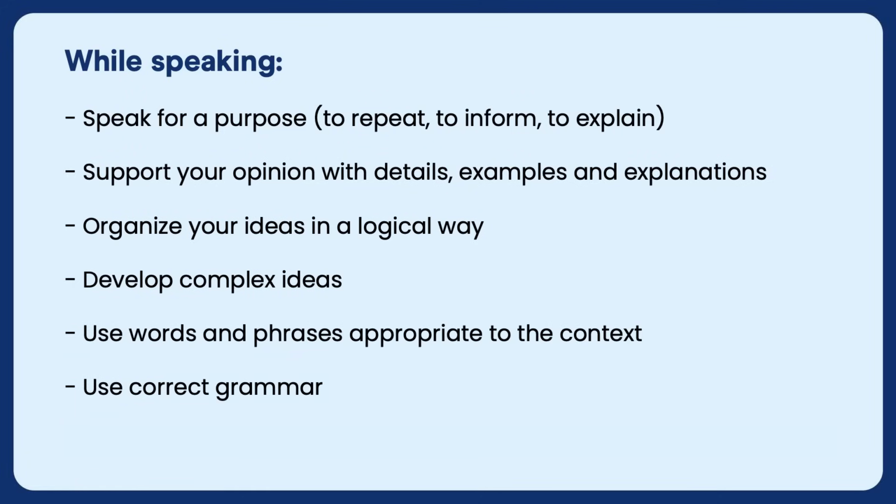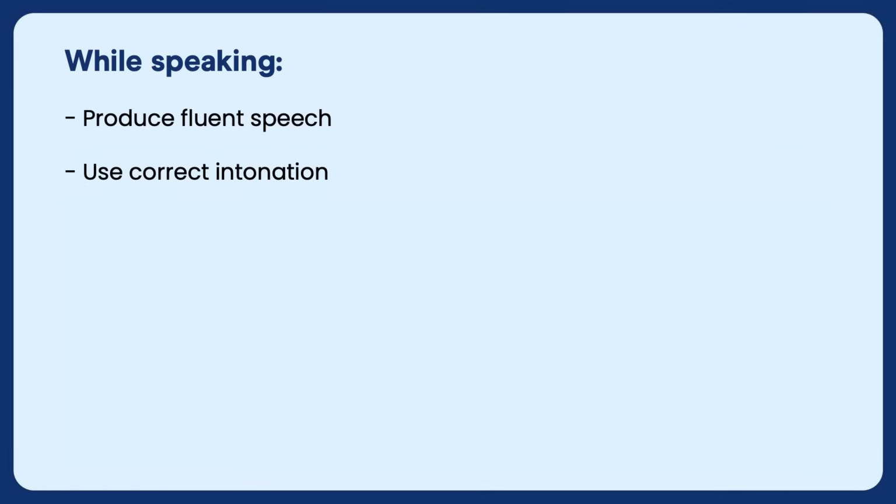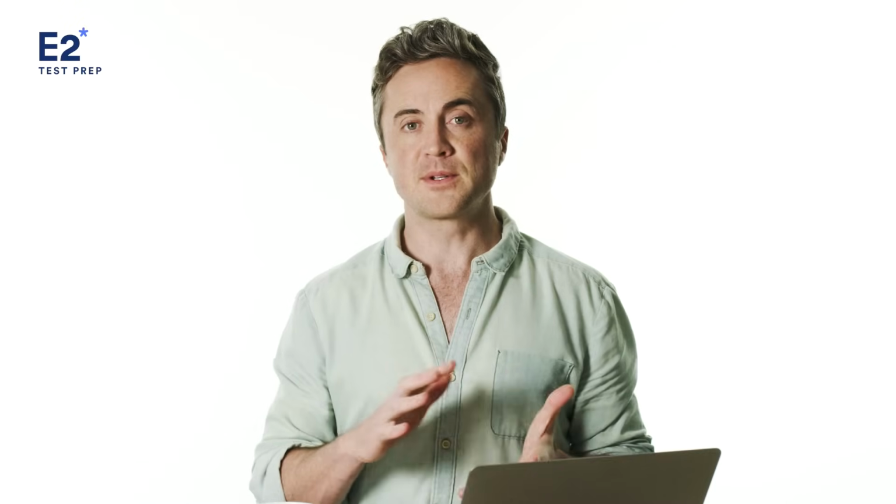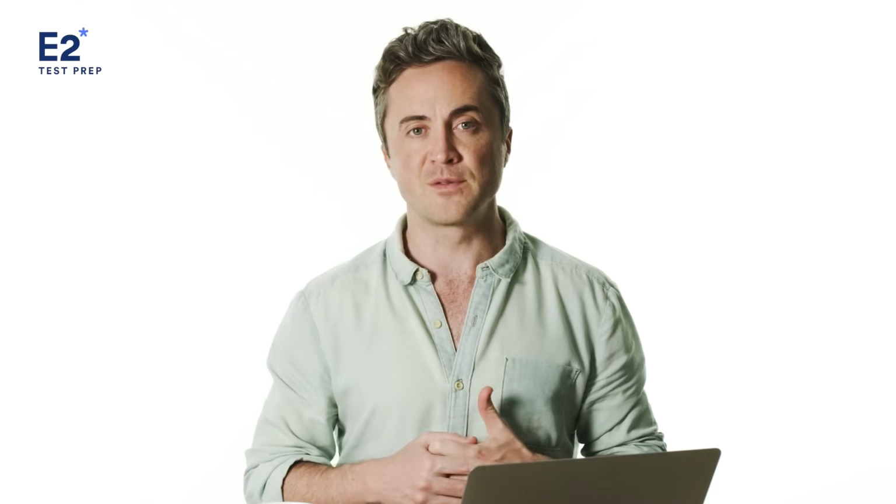Use correct grammar. Speak at a natural rate. Produce fluent speech. Use correct intonation. Use correct pronunciation. Use correct word and sentence stress. And speak under timed conditions. So you're scored on content, pronunciation, and oral fluency.